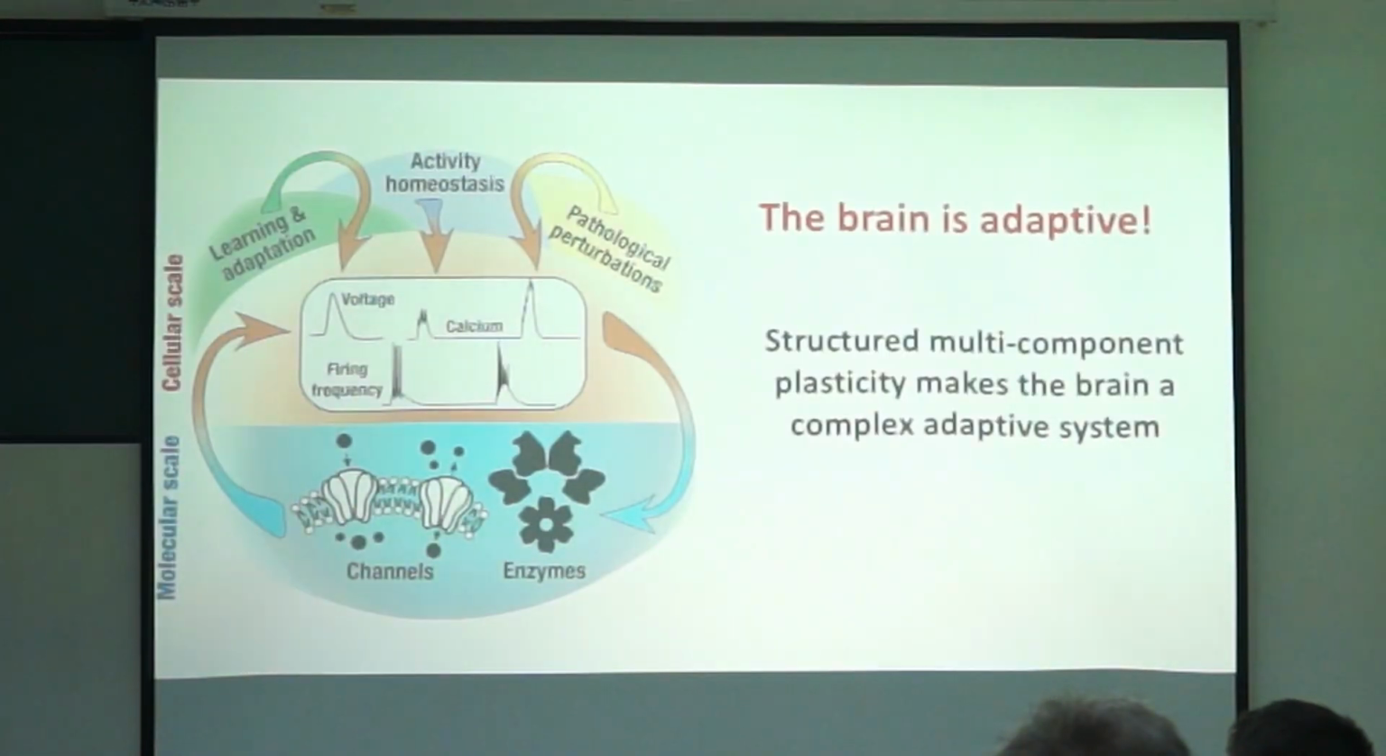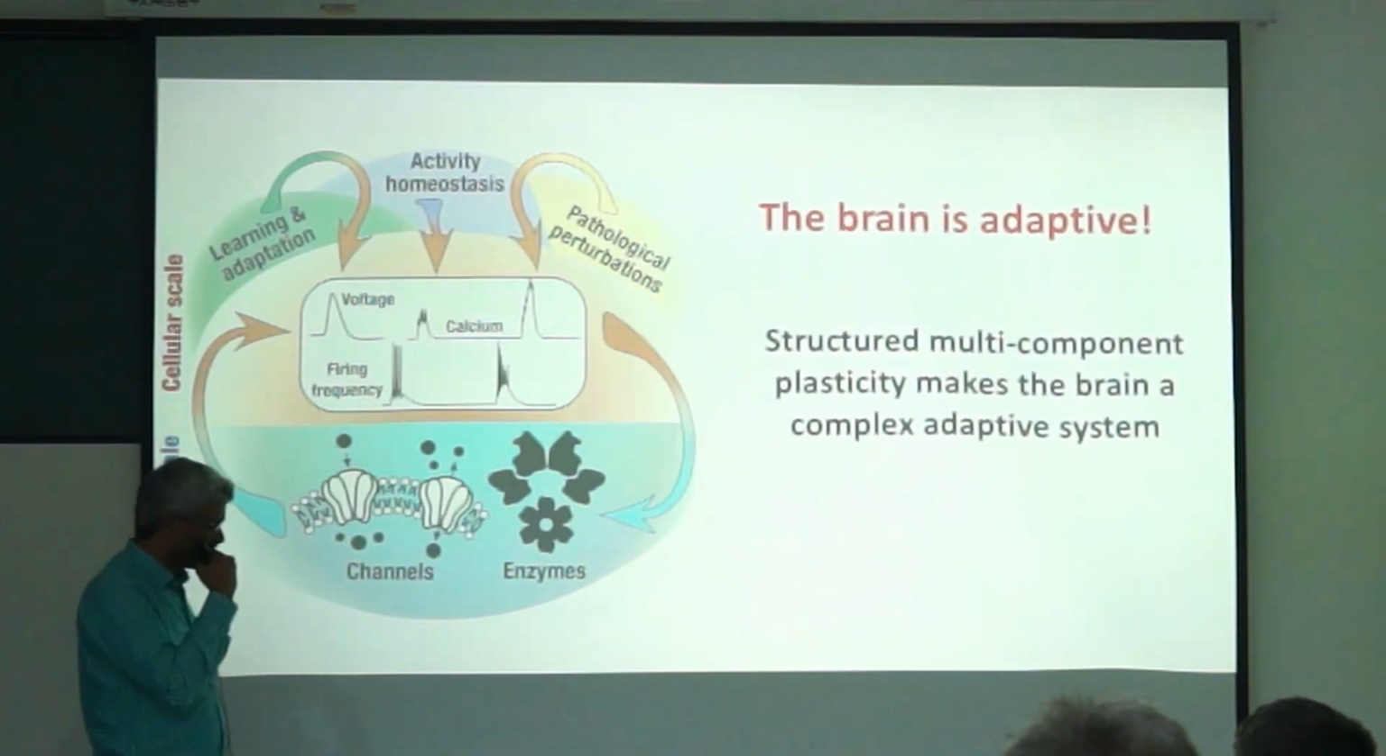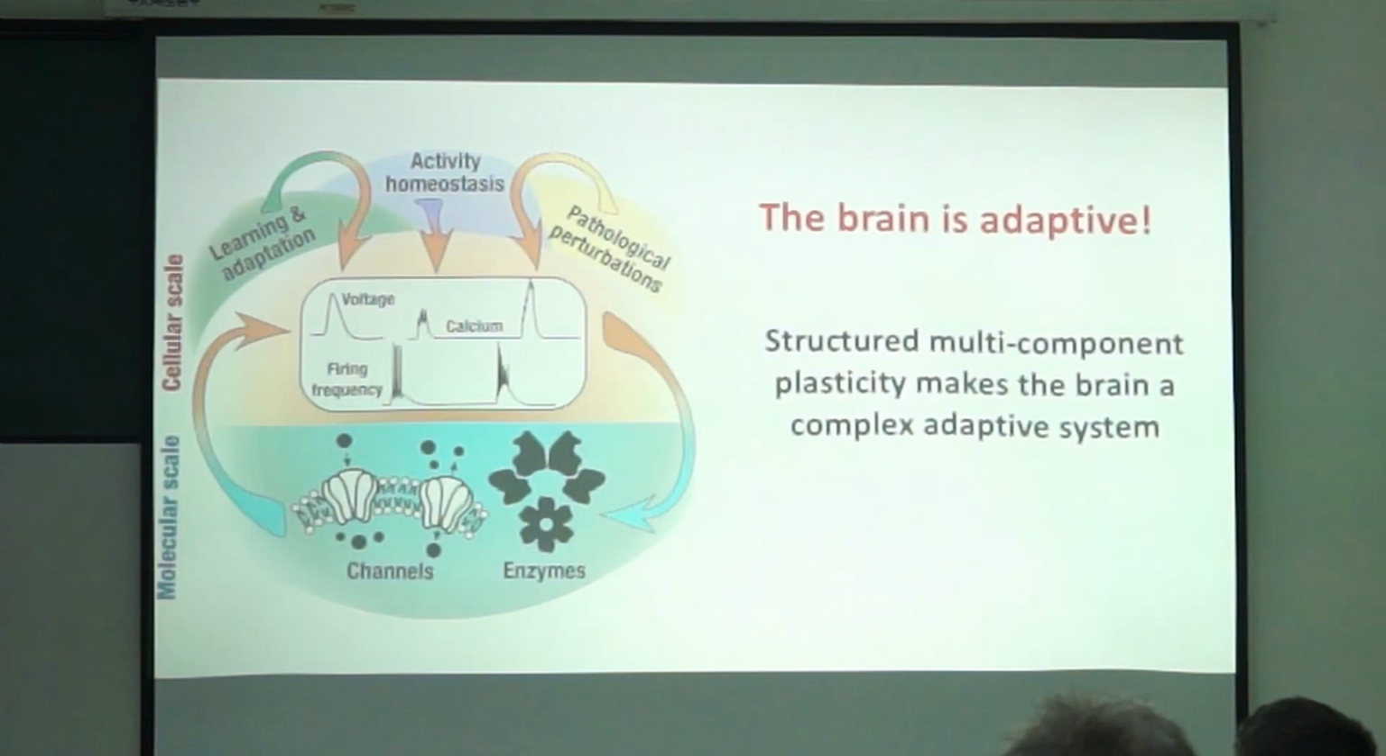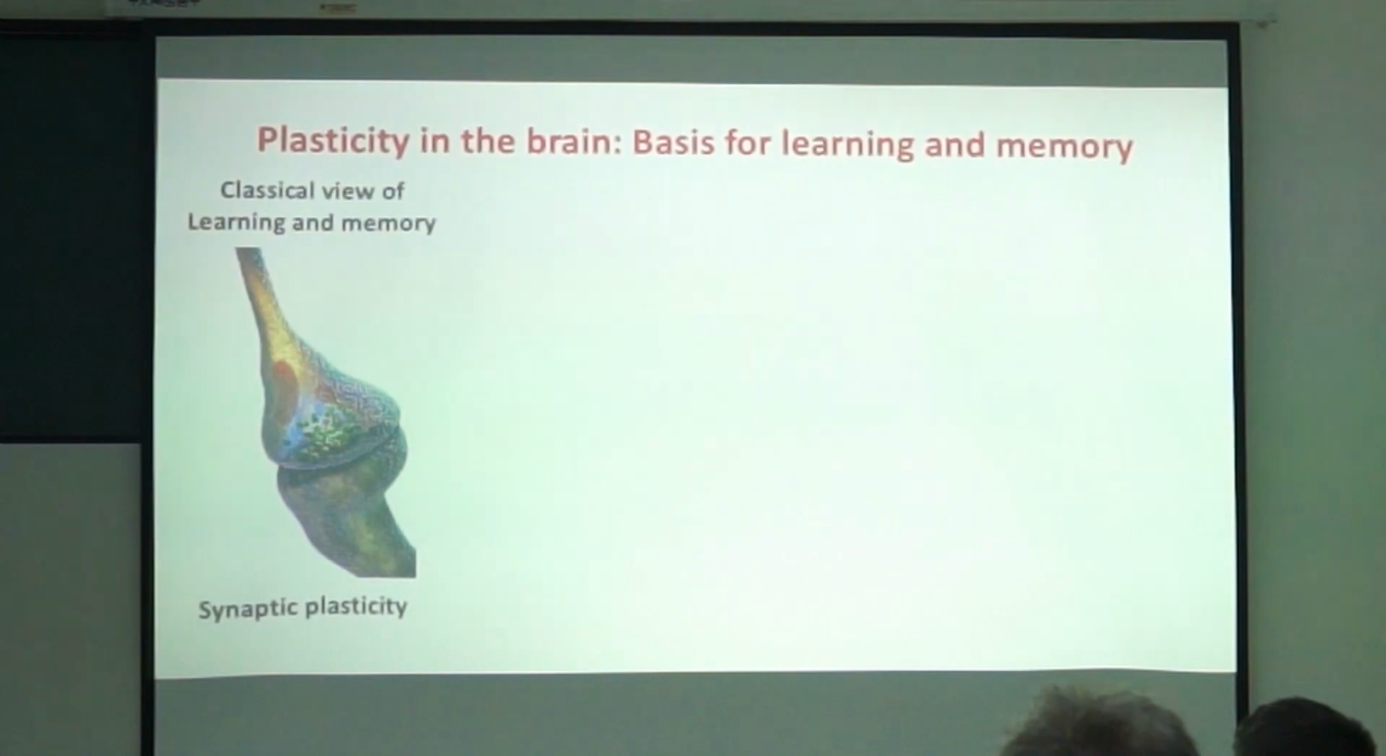Finally, for a few minutes, I'll just talk about the adaptive part of it. My title, the model I said, is a complex adaptive system. One of the things we assume, coming from the engineering side, is that the only things that change in a neuron are basically the synapses, right? But in reality, it's a multi-component plasticity that makes a brain function.